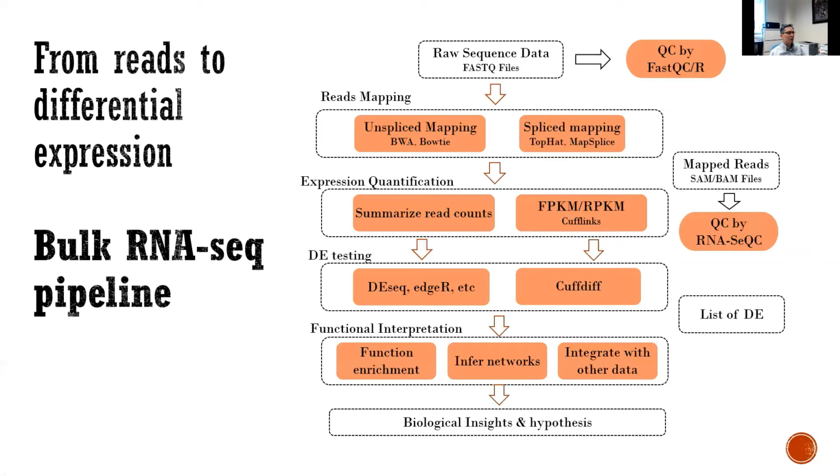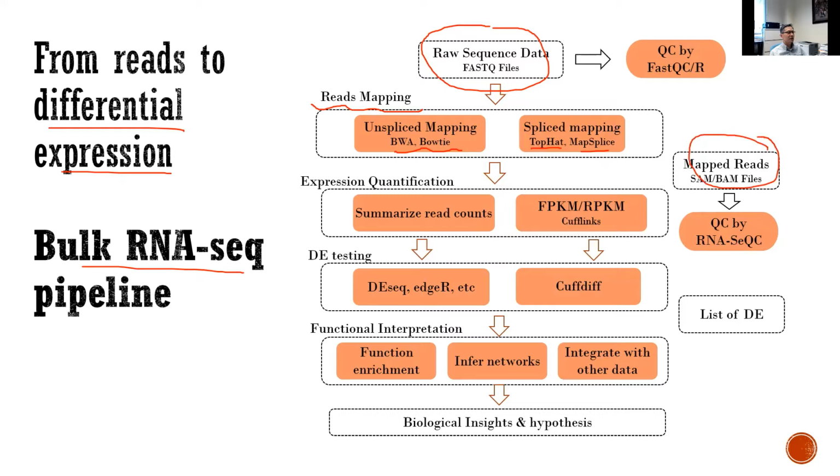So this has been a well-studied analysis, DE analysis in bulk RNA-seq, and this is a pipeline. I will quickly walk you through this pipeline that has been used in many bulk RNA-seq analyses. If you have raw sequence data, FASTQ files, you pass them through QC, and then you do short-read mapping, using either an unspliced mapping approach like Bowtie or BWA, or a splicing-aware mapping approach, using TopHat and Bowtie 2, and then you can get the BAM file, which holds the mapped reads.